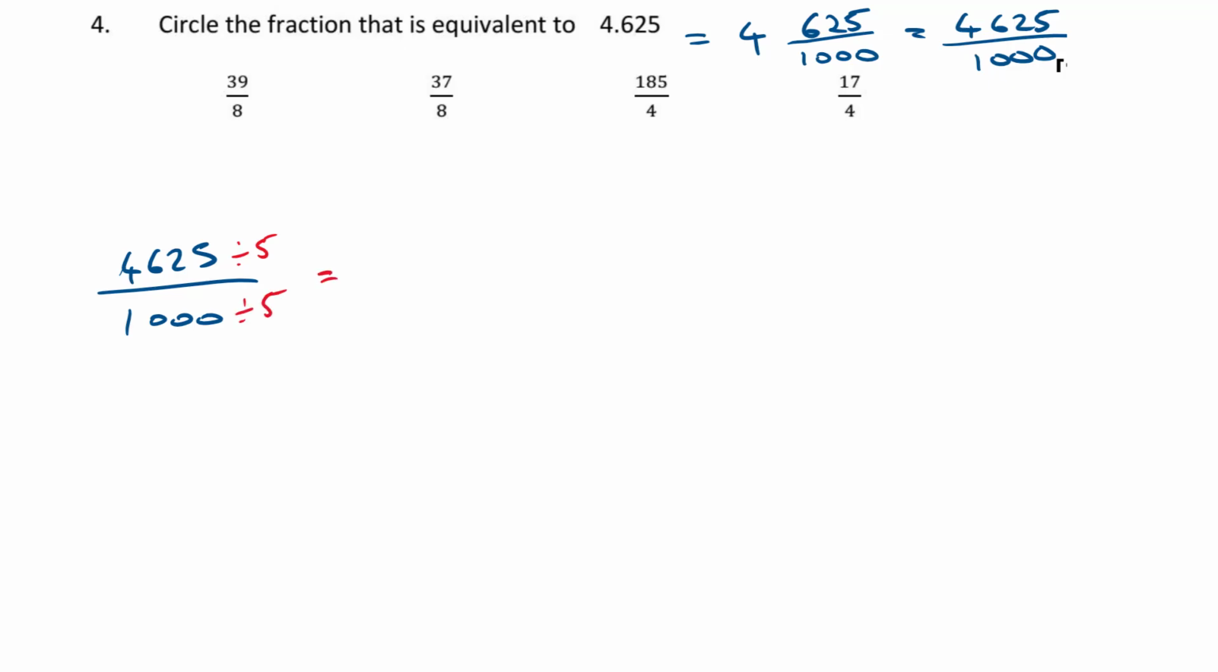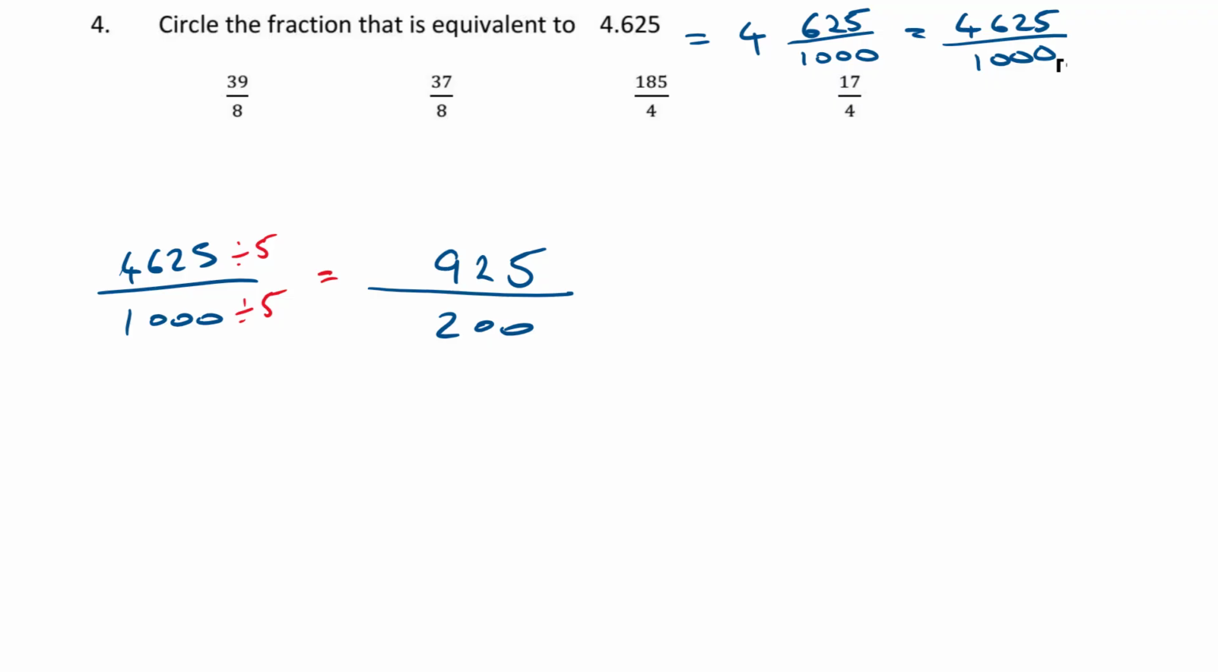So what does that give me? It's going to give me 200 on the bottom. 5s into 4,625. When I divide by 5, I kind of double it and then divide by 10. That's the easiest way I find. So double 4,625 takes me to 9,250, and then taking off a 0, it's going to give me 925. So 925 out of 200.